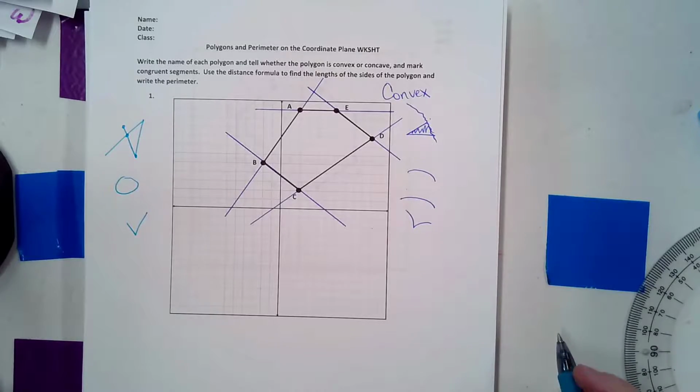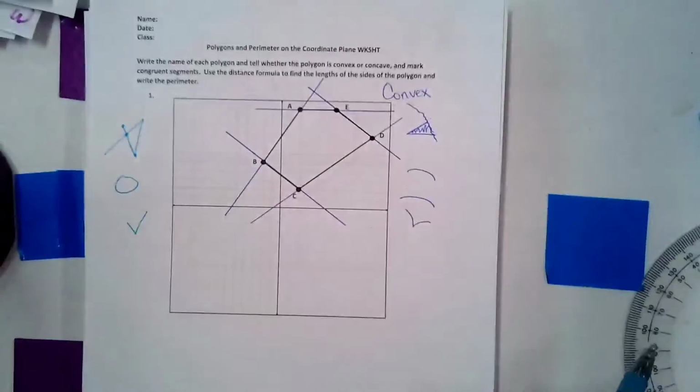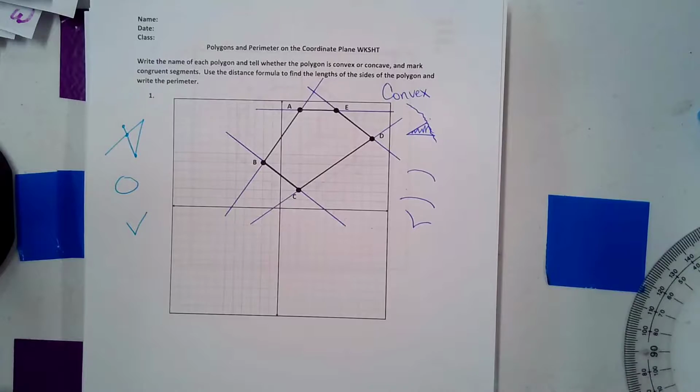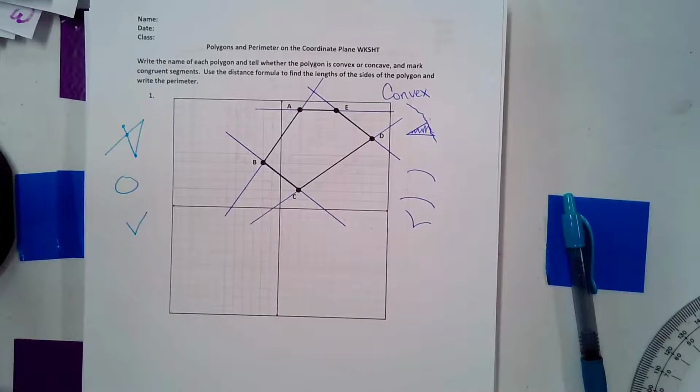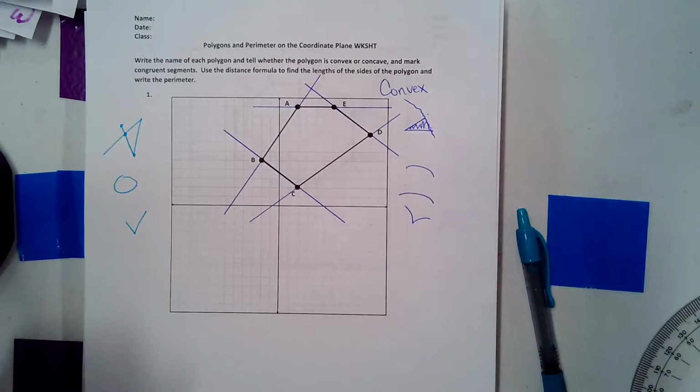Mark congruent segments. So, the segments, which ones are congruent, if any? And how do we know if they're congruent? Well, we have to measure them, right? So pull out your ruler. No! We're going to use distance formula, right? So let's do that.